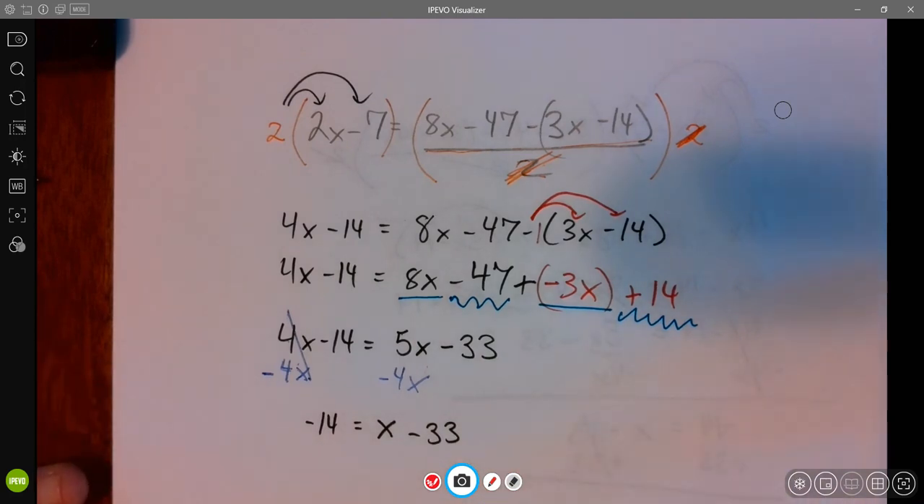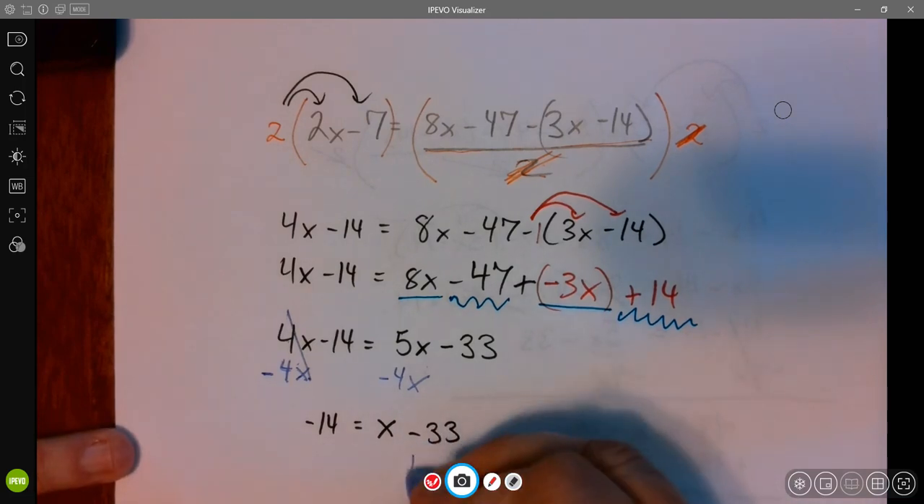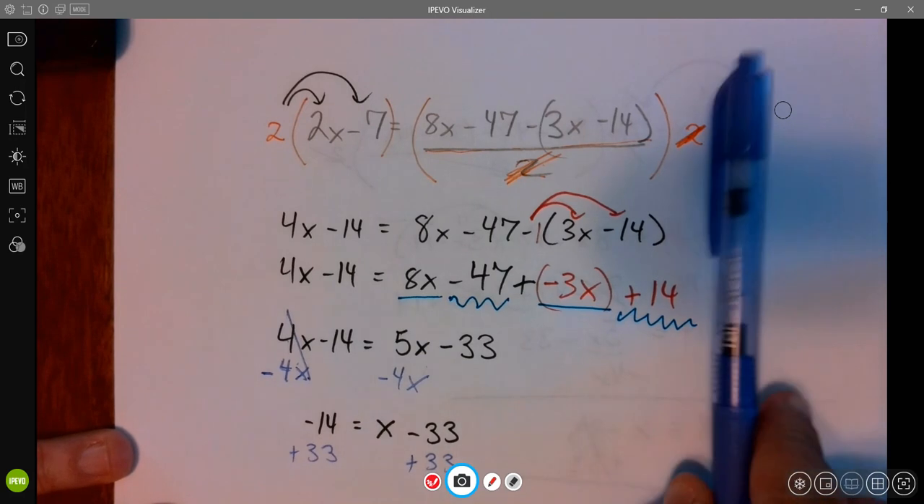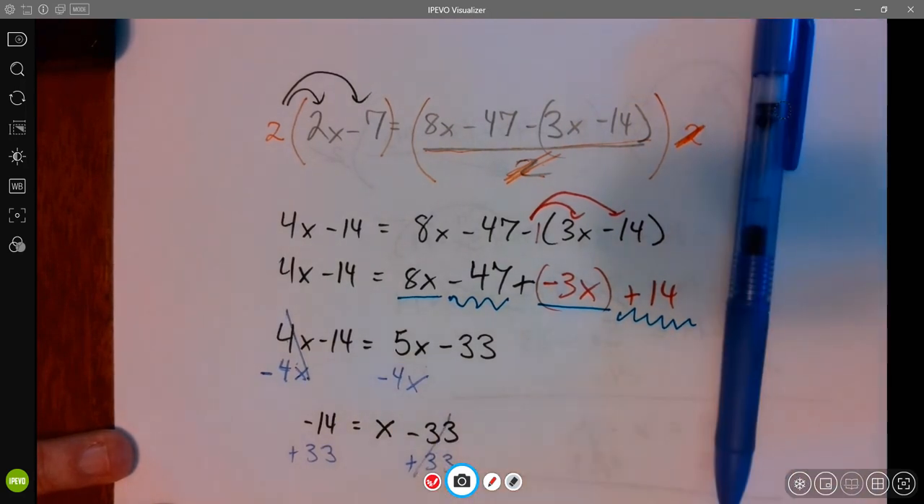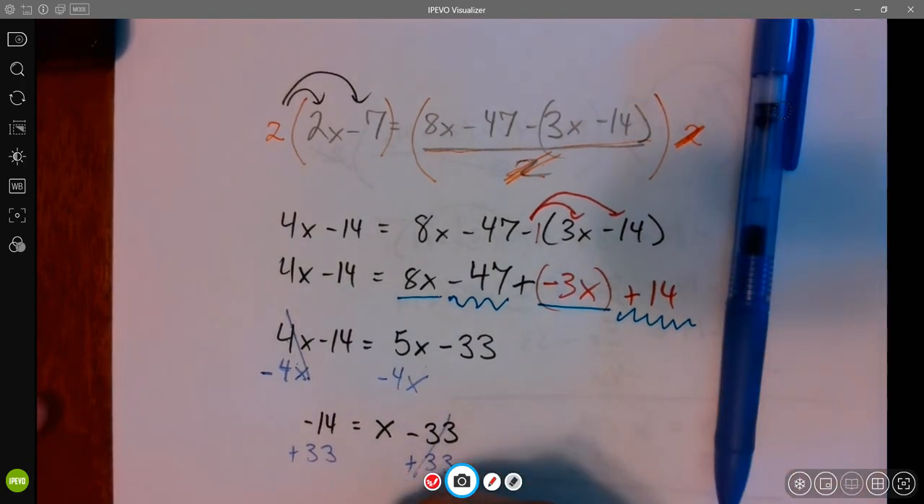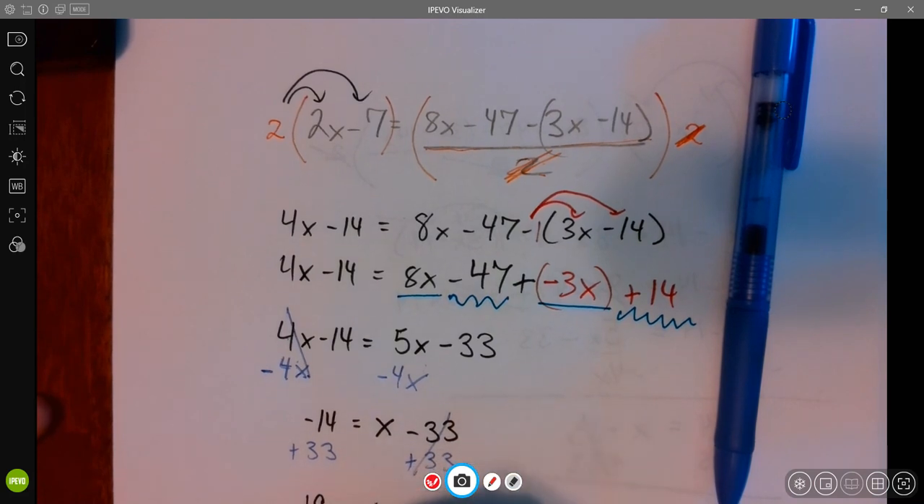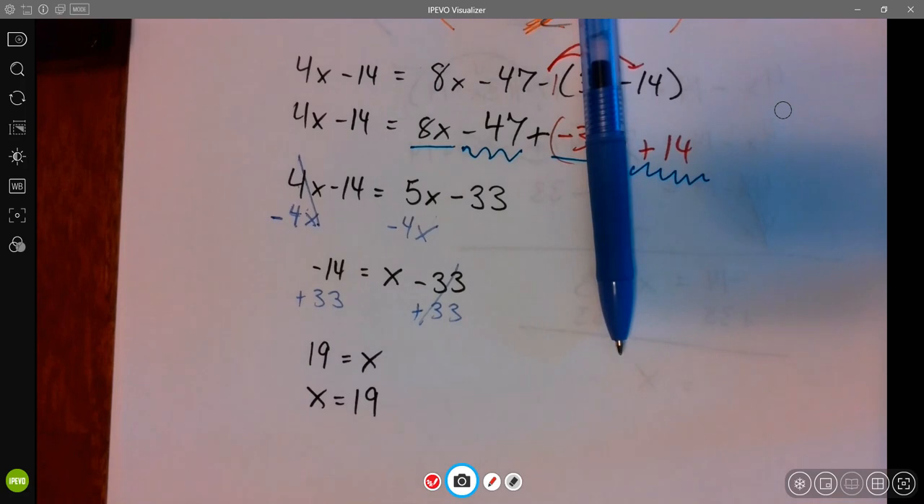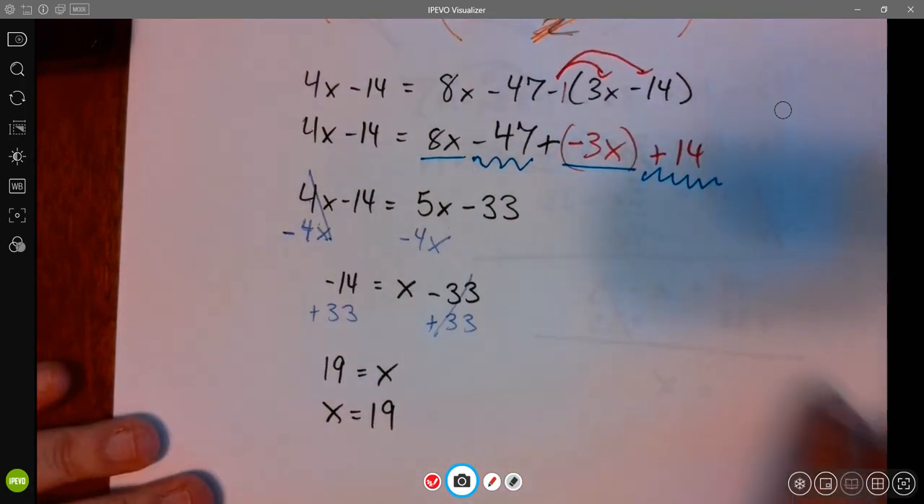So last step is simply to isolate the variable by adding 33 to both sides. That cancels that out and isolates my variable such that I have 19 is equal to x, or x is equal to 19. Oh, I went way off the page there, but you know how to isolate a variable. So if you have any questions about that, let me know.